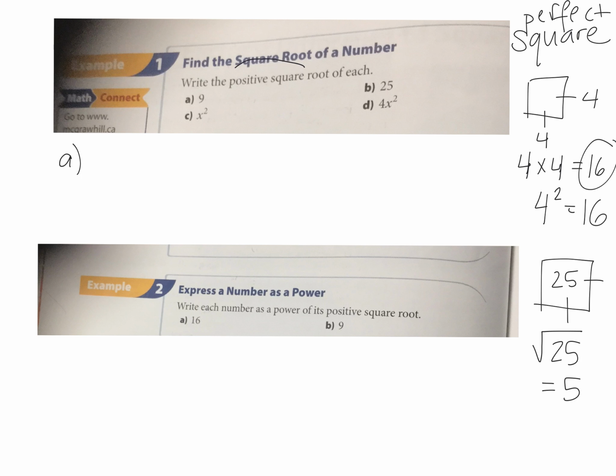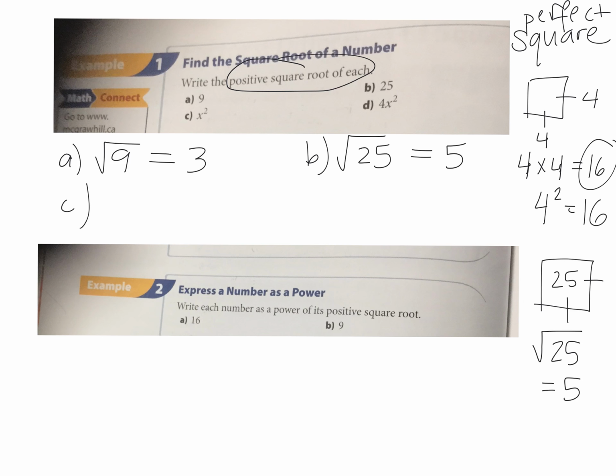So let's find the positive square root of each. Like I said, this is easy. This is a review. What is the square root of 9? 3. Good. So let's copy that down. Square root of 9 equals 3. What is the square root of 25? I just did that example. 5. Good. Now we have a variable. What is the square root of x squared?